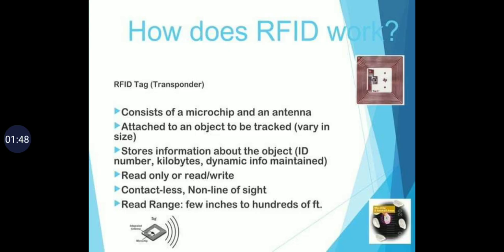So the tag consists of a microchip and an antenna. This tag will be attached to the object which is going to be tracked, and it will have some information about the object, like an identification number, memory, and some dynamic information. It can be either read only or read write, and it is contactless and non line of sight, so it may not be in line of sight of the reader, and the reading range is a few inches to hundreds of feet.